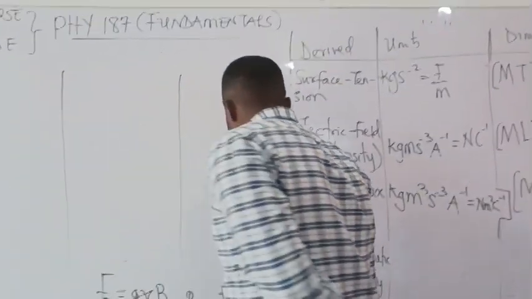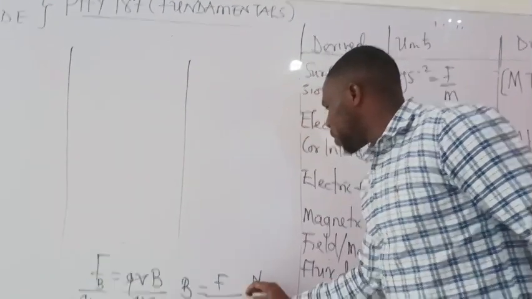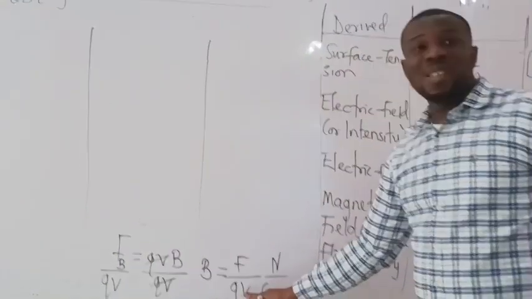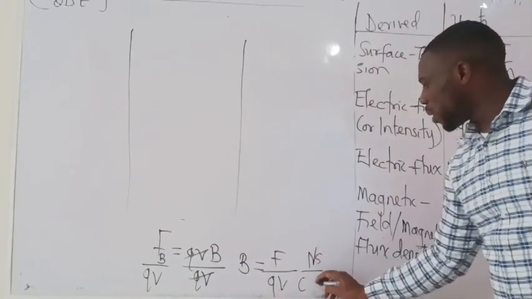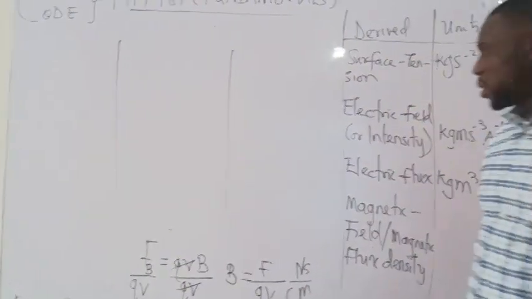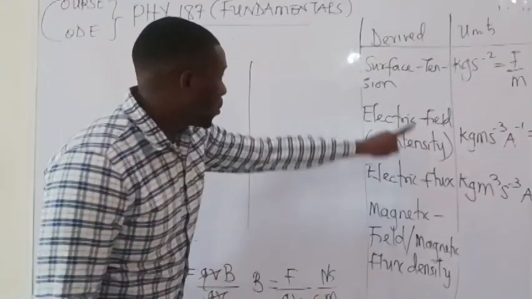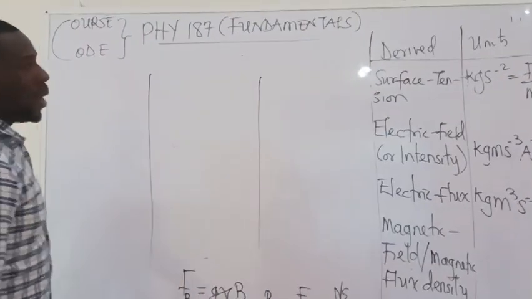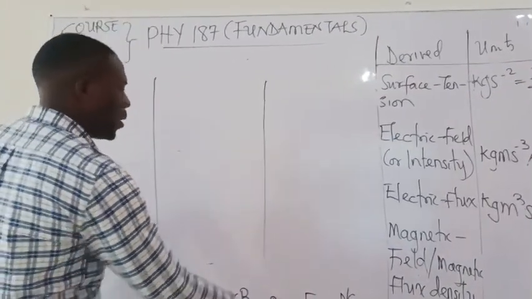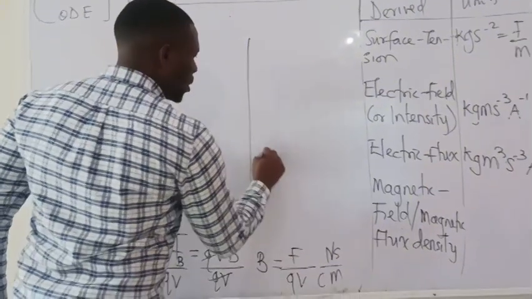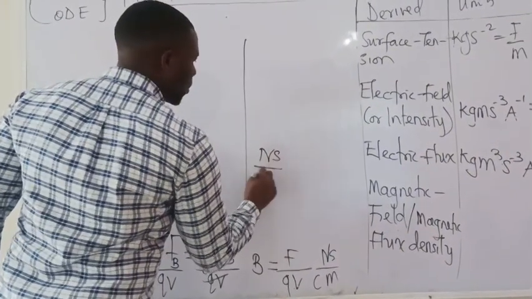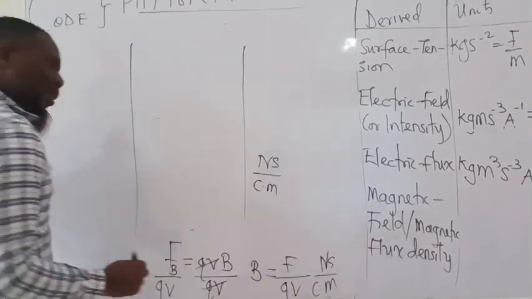Force is in Newton, charge is in coulomb, and velocity is in meter per second. So the second comes up here, and the meter stays down. So if I could express this now in terms of its base unit equivalent, Newton second per coulomb per meter.